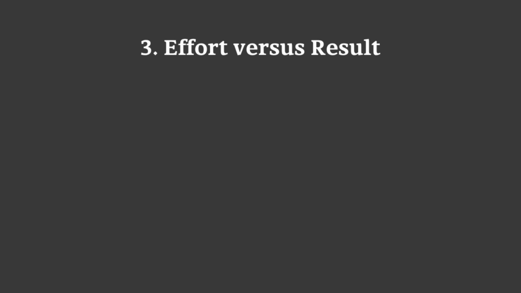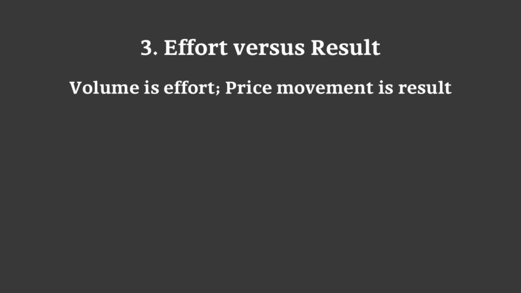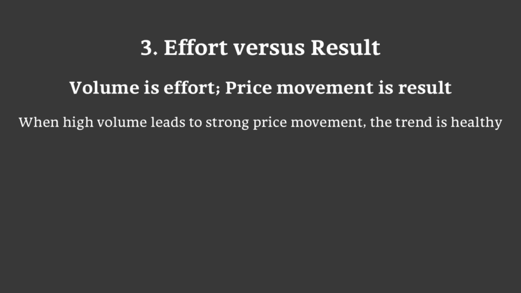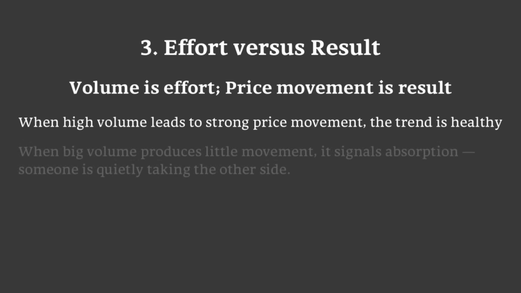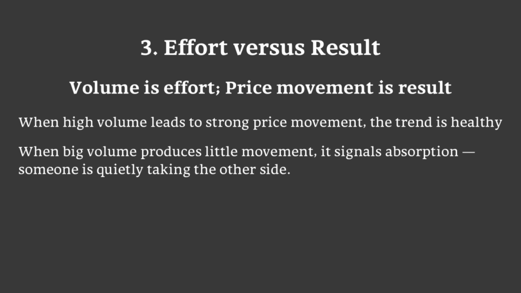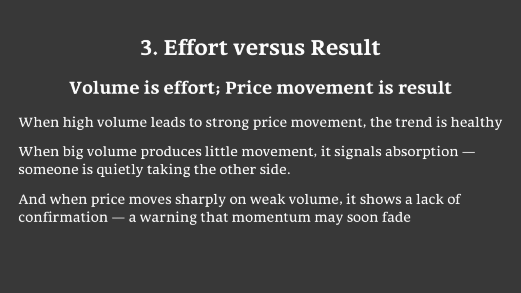The third law is the law of effort versus result. Volume is effort. Price movement is result. When high volume leads to strong price movement, the trend is healthy. When big volume produces little movement, it signals absorption. Someone is quietly taking the other side. And when price moves sharply on weak volume, it shows a lack of confirmation, a warning that momentum may soon fade.